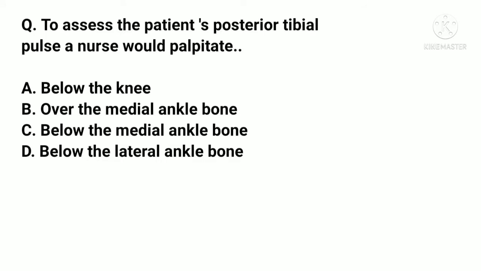To assess the patient's posterior tibial pulse, a nurse would palpate: A. Below the knee, B. Over the medial ankle bone, C. Below the medial ankle bone, D. Below the lateral ankle bone. And the correct answer is C. Below the medial ankle bone.